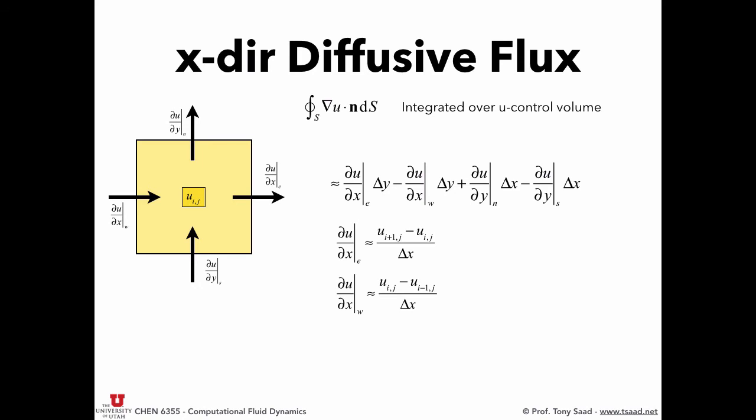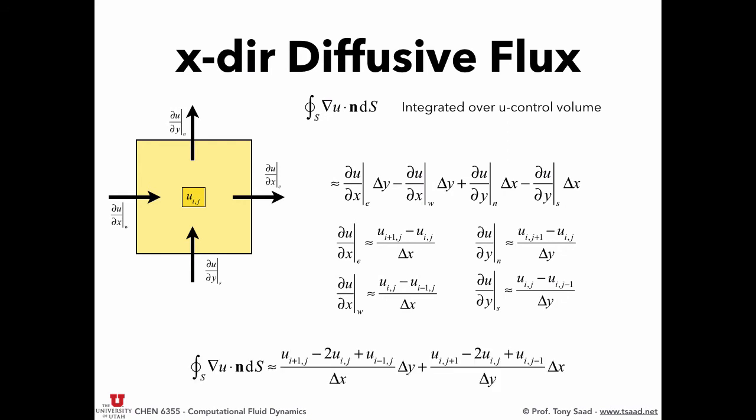What is du dy north? It's this quantity here: ui,j+1 minus ui,j over delta y. And same thing for du dy south: it's ui,j minus ui,j-1 over delta y. Then you put them all together, and you get your standard diffusion term. Once you divide by the volume, which is dx dy, you'll get a delta x squared here and delta y squared there. So you get a del squared u, essentially. But this is coming from the integral again.